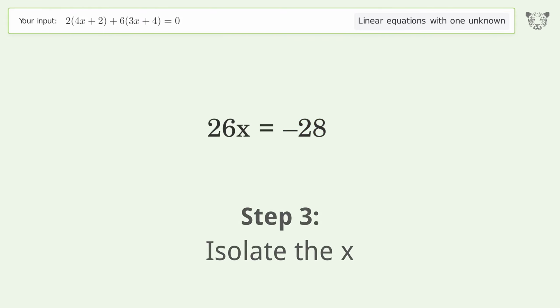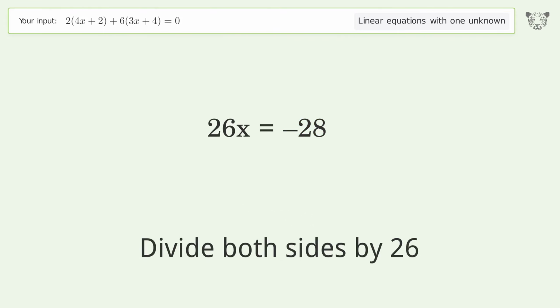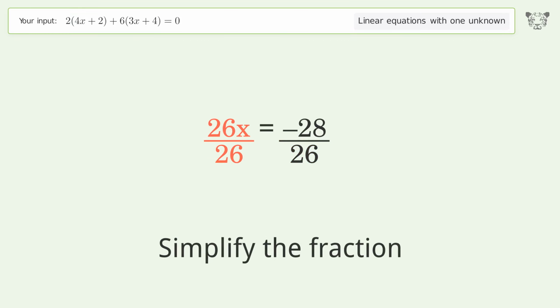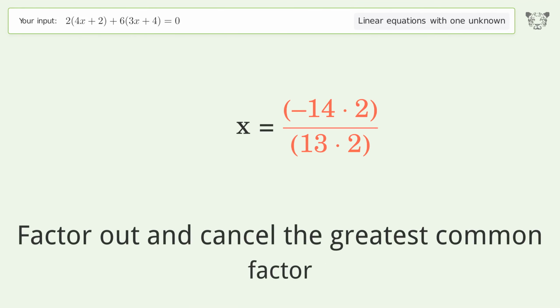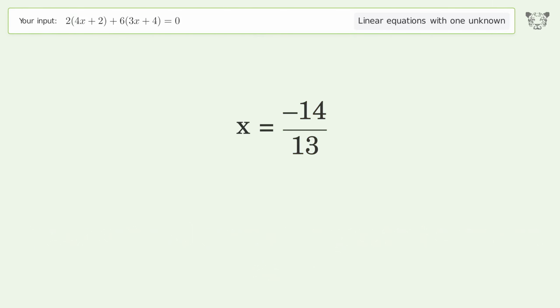Isolate the x. Divide both sides by 26. Simplify the fraction. Find the greatest common factor of the numerator and denominator. Factor out and cancel the greatest common factor. And so the final result is x equals -14/13.